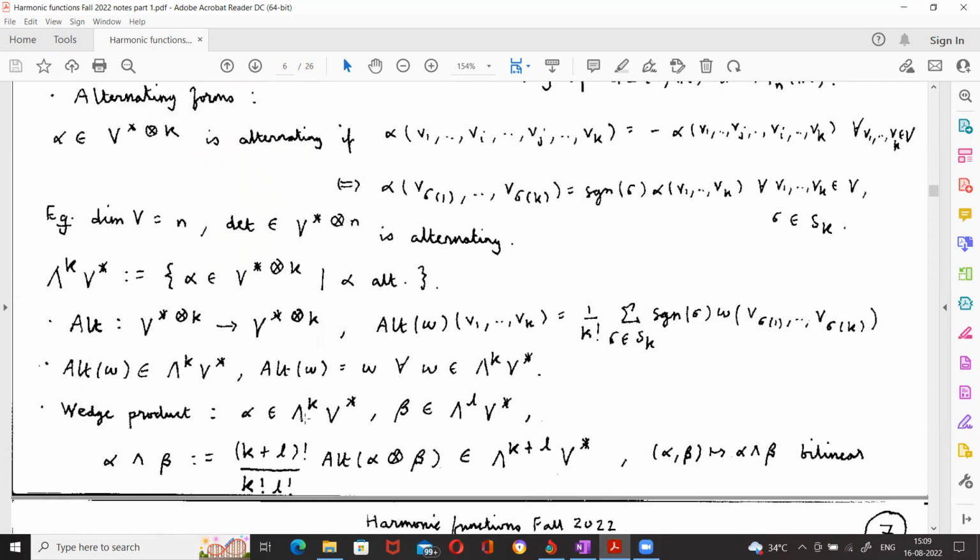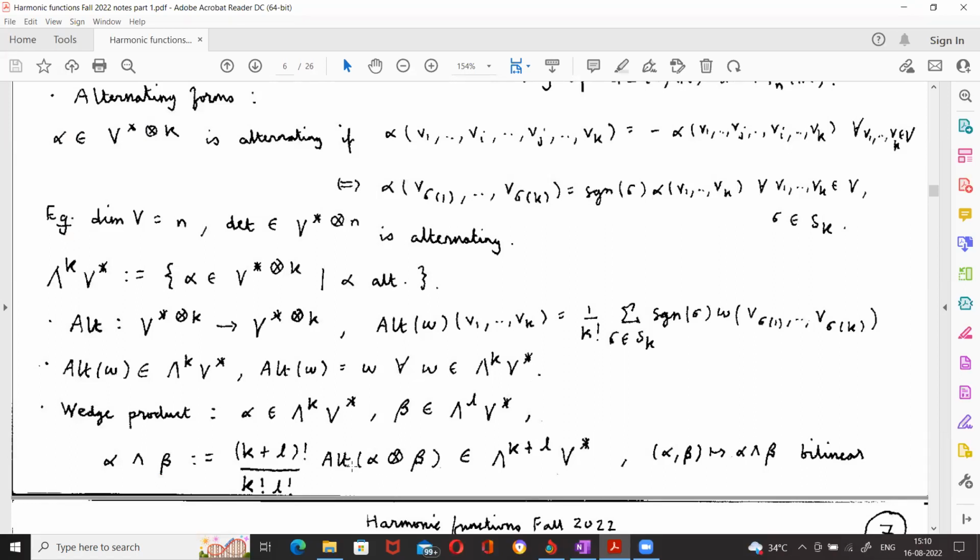So suppose alpha is an alternating k-tensor, and beta is an alternating L-tensor. Then the wedge product of alpha and beta is defined to be a k plus L alternating tensor. So how do I do that? First I take alpha tensor beta. Alpha and beta are tensors, so I can take their tensor product. The problem is the tensor product will not be alternating. In general, the tensor product of alternating tensors will not be alternating. So then I apply alt to this. Then alt of alpha tensor beta will be an alternating tensor.